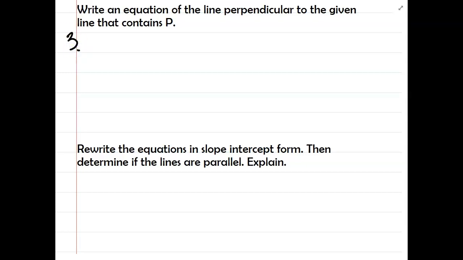Number 3, y equals 1/5 x plus 2. And it's going to pass through point P that is at 15, -4.